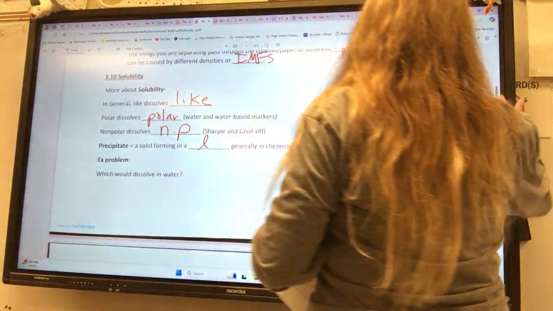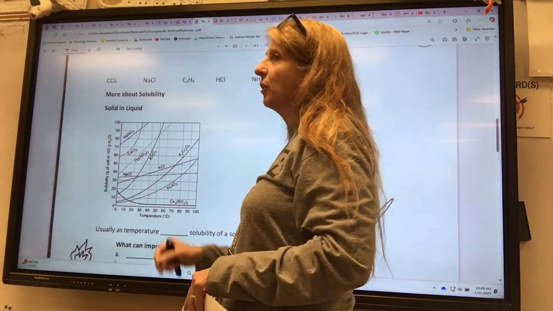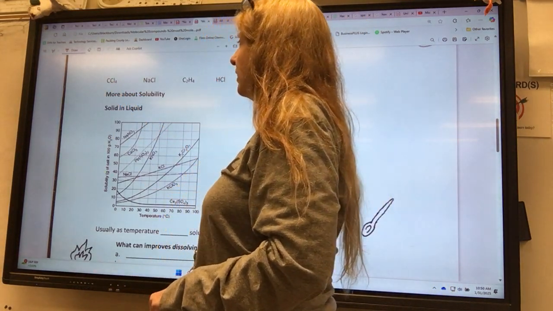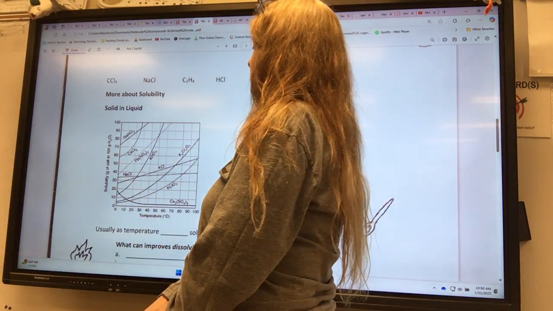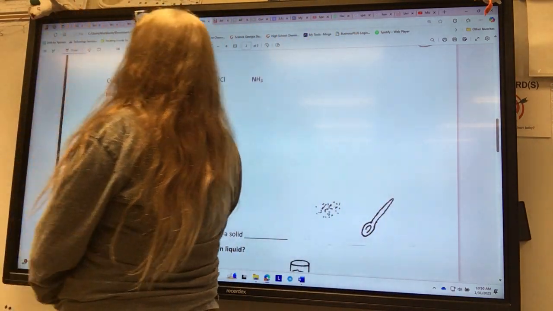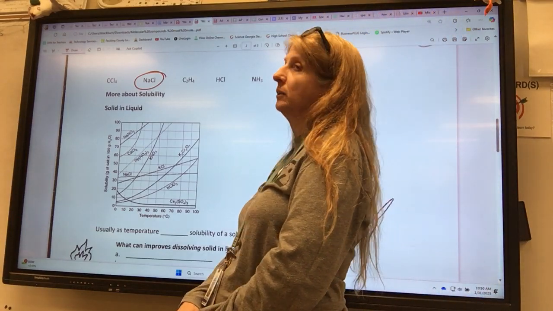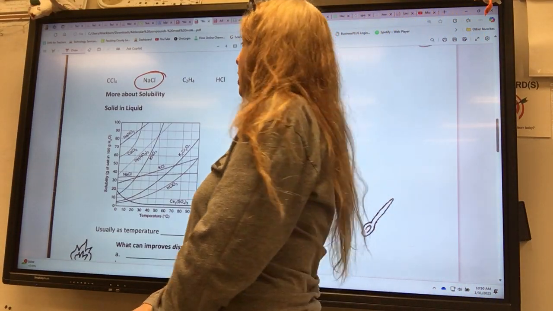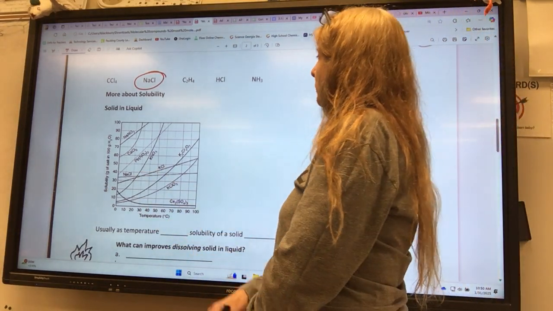Now, let's look at some things here. Which of these would dissolve in water? Okay, so water, is it polar or nonpolar? Polar. Carbon tetrachloride, is that polar or nonpolar? Is this going to dissolve in water? No, it's nonpolar. How about sodium chloride, salt? Yes, because it's an ion, it's got charges. I showed you Mickey Mouse attacks. Okay, how about C2H4? That's ethene. Would it? No, that's nonpolar. Hydrocarbons like that are nonpolar. It's not going to happen.